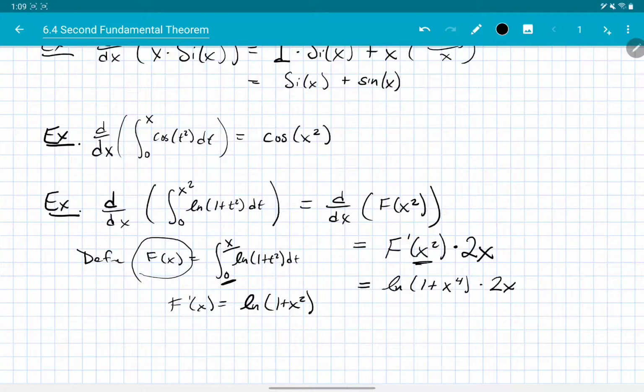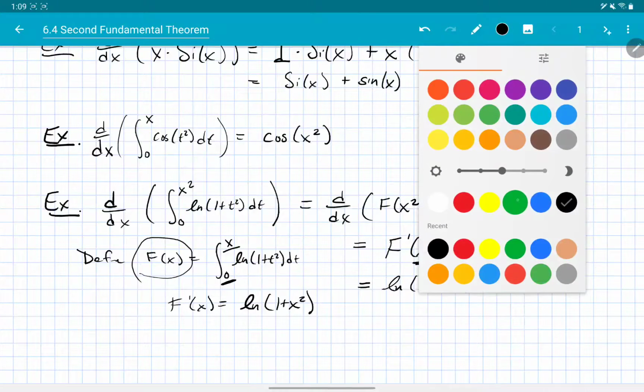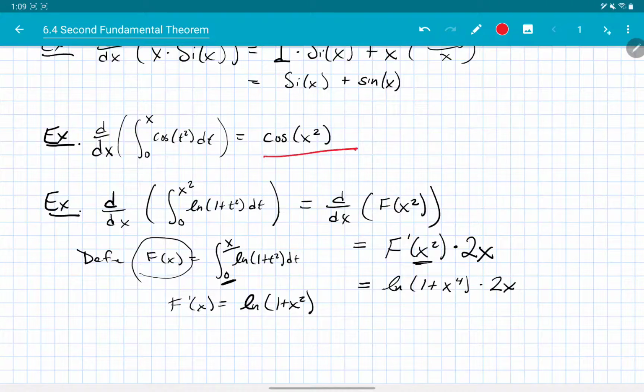So you see the difference between what happens. Just take a second and see the contrast between the previous problem and this problem, right? When you have just x in the integrand, you can easily use the fundamental theorem of calculus. When you have something more complicated in the integrand, then you have to use the chain rule.